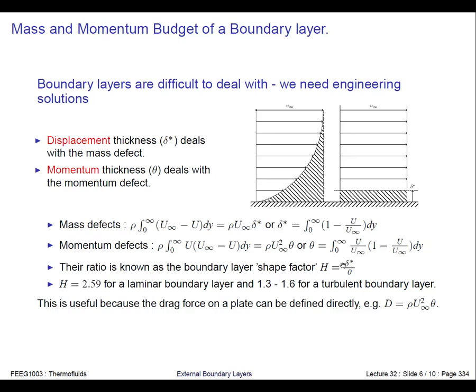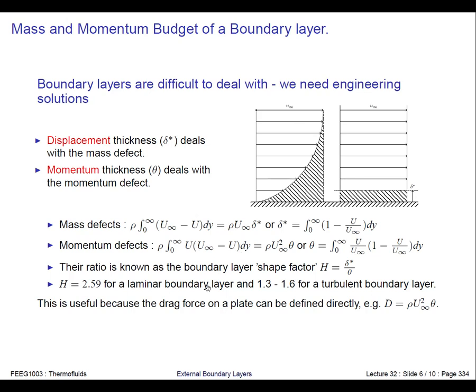Okay, so the way we use these is we find these integrals in calculations, and then we say, that's just theta. Okay, and you can define the ratio of these two things. It's called a shape factor, H, and effectively it's the shape of the velocity profile.